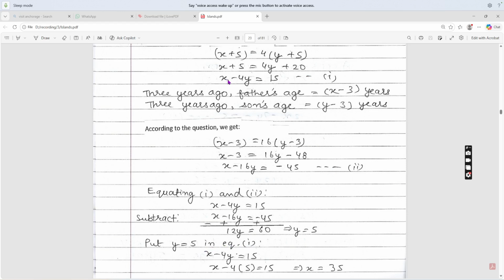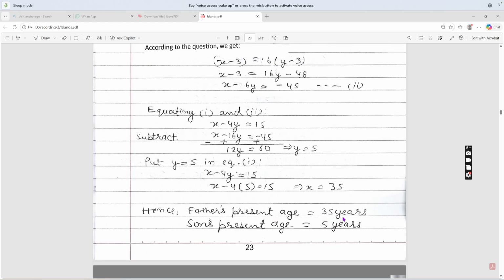What is equation 1? x minus 4y is equal to 15. So x minus 4 into y, which is 5. So x minus 4 into 5 is equal to 15, which gives us x is equal to 35. Very simply, 4 into 5 is 20, and minus 20, when it is shifted from LHS to RHS, will become plus 20. So 20 plus 15 is 35.